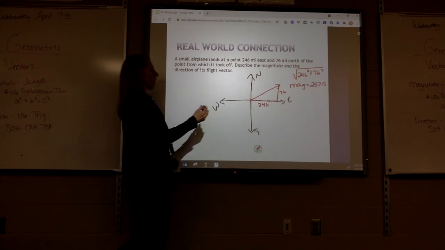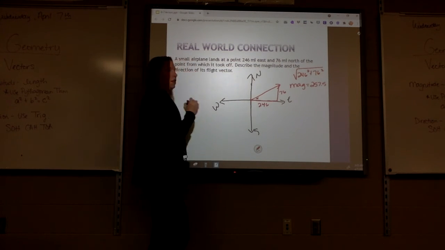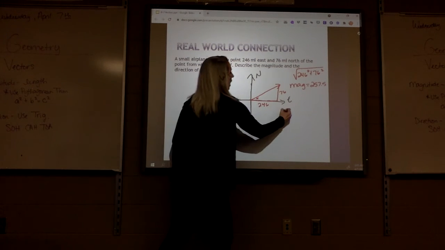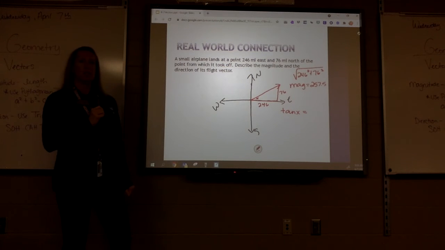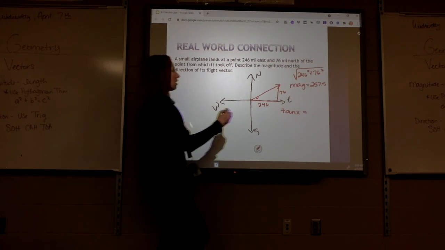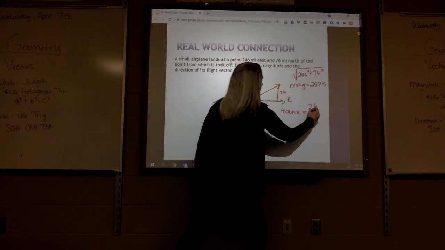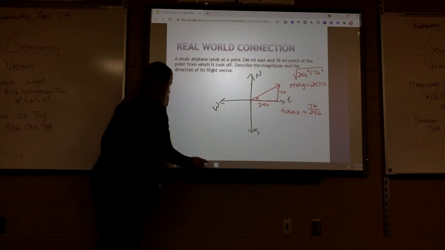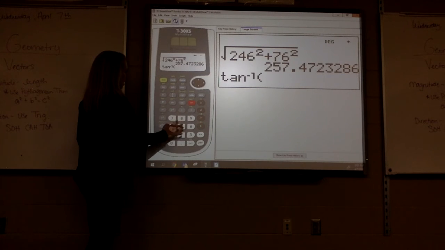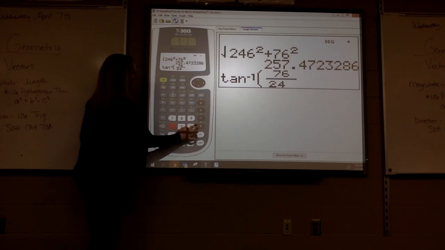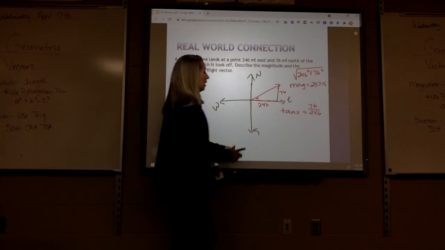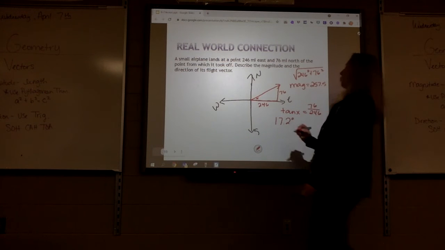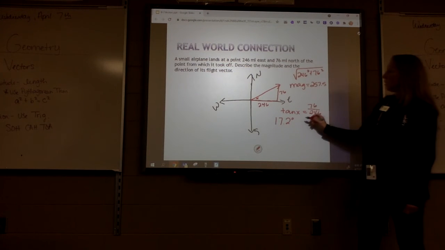Then I would have to get the direction. So I'm going to have to find this angle. So tan x, oh that was loud. Opposite over adjacent, which side's opposite? 76. So 76 over 246, second tan, 76 over 246. So it'd be 17.2 degrees. 17.2 degrees, what of what? North of east. North of east.